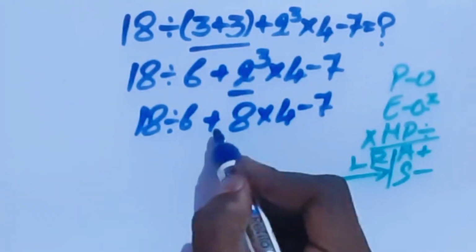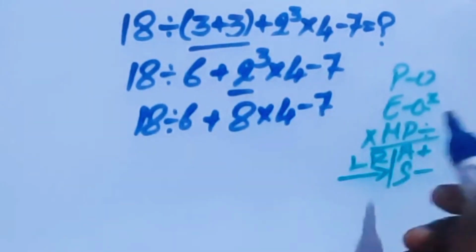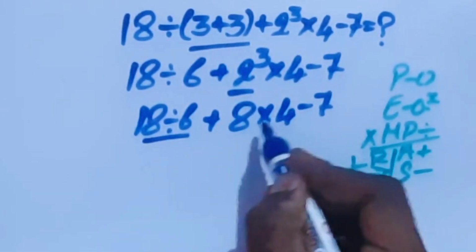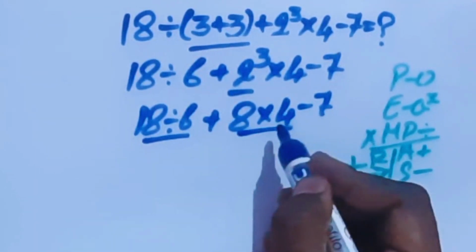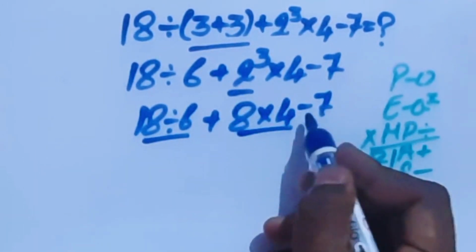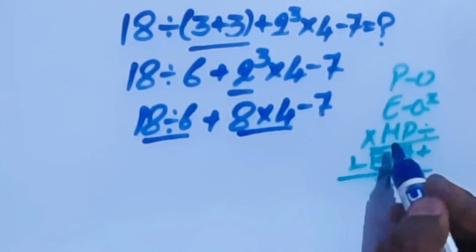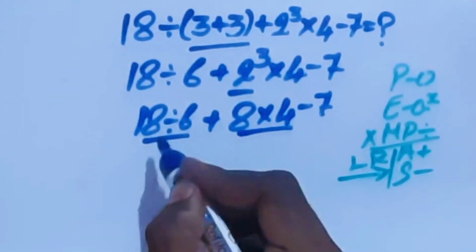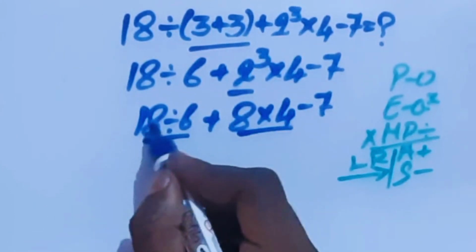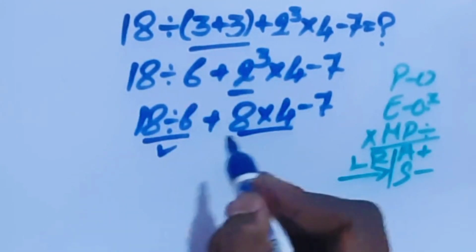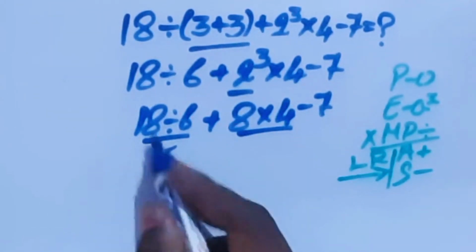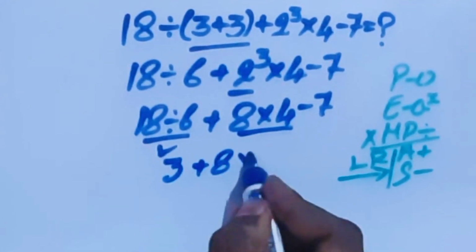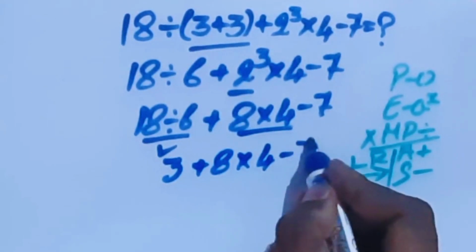Here we have division, addition, multiplication and subtraction. Here the next priority is multiplication and division. Here we have division and multiplication. So we have to do this multiplication and division before this addition and subtraction. Here multiplication and division are equal priority. For this equal priority, we have introduced this left to right rule. Here left to right is this one. So we have to do this 18 divided by 6 before these operations. So 18 divided by 6 is 3 plus 8 times 4 minus 7.